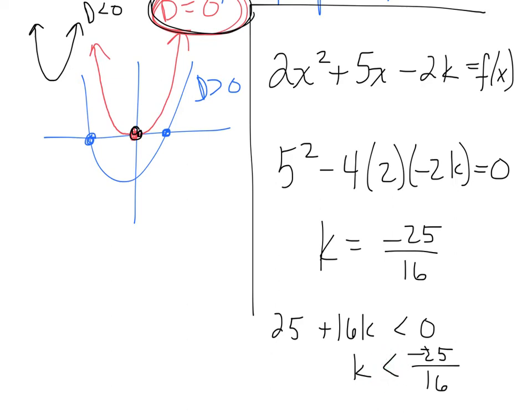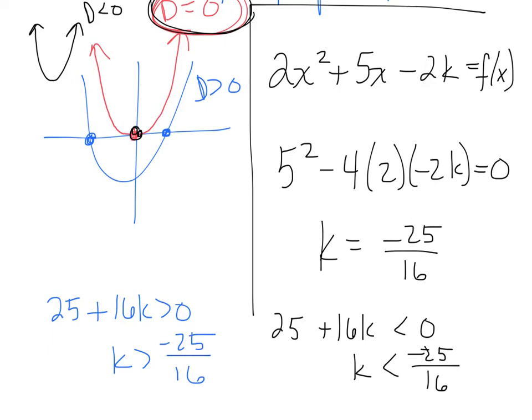Think about it. Everything's the same. This equation is the same here, except this is a greater than now. So you could write it out again if you want. B squared minus 4ac is greater than 0, and you'll get k should be greater than negative 25/16.